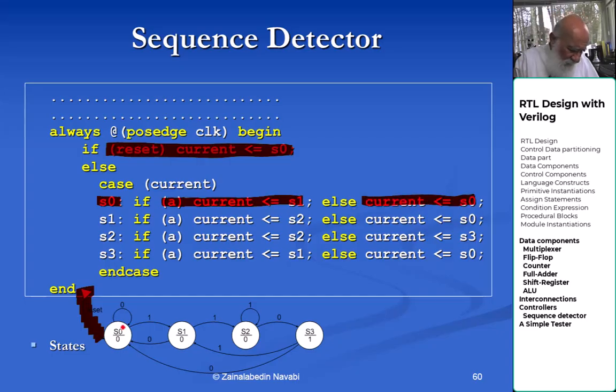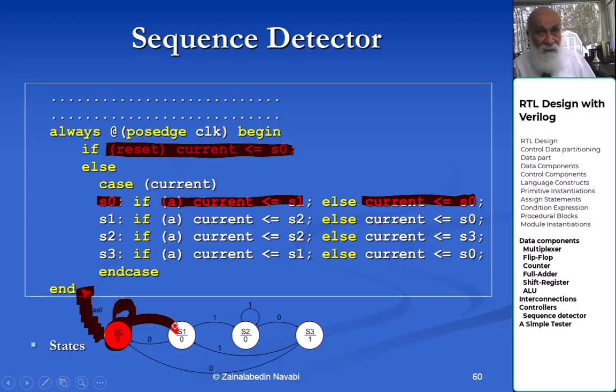What it means is, I'm describing this part. If the current state is S0, I go back to this state. If the input is 0, I go back to this. If the input is 1, I go to S1.